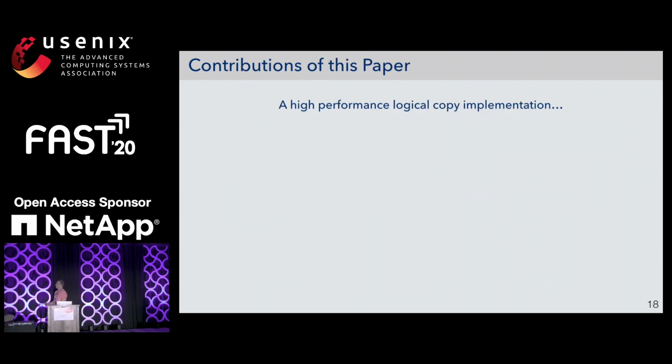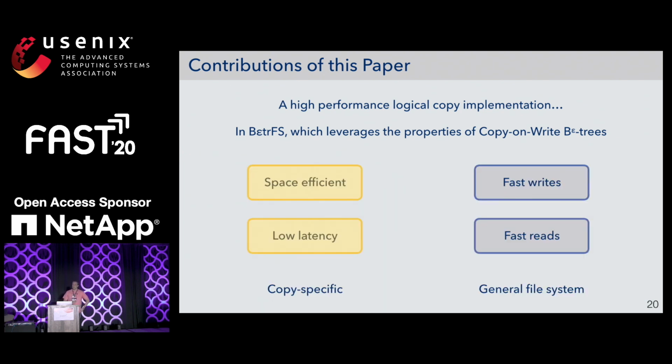So the contribution of this paper is a high-performance logical copy implementation that we made in Btrfs. Btrfs is a file system which is based on copy on write B epsilon trees, and we leverage this underlying data structure in order to do this. So if we look at our performance goals, this logical copy implementation is going to satisfy all of them. It's going to be a space-efficient, low-latency copy that supports fast reads and fast writes across any of the copies that we make.